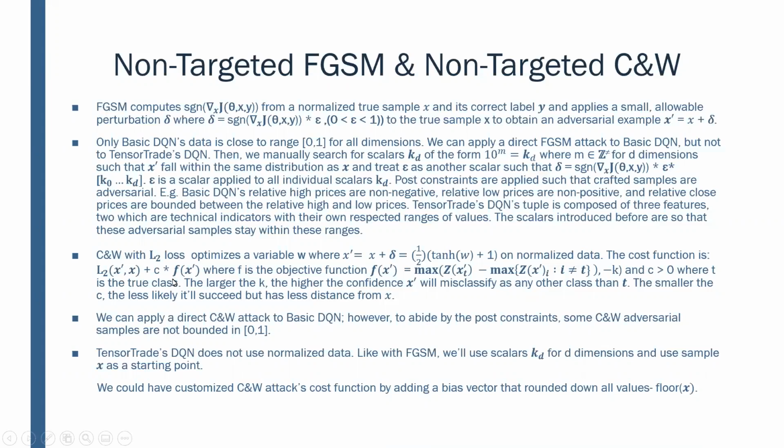Then for the CW attack, the CW attack is unlike FGSM. This one optimizes over a change of variable. So this variable is going to be our adversarial sample. And this adversarial sample is going to minimize the distance between the adversarial sample and the true sample so that it's very similar to the true sample, and then also the objective function. And this objective function is specifically for non-targeted attacks. The targeted attack is slightly different, but it's the same concept.